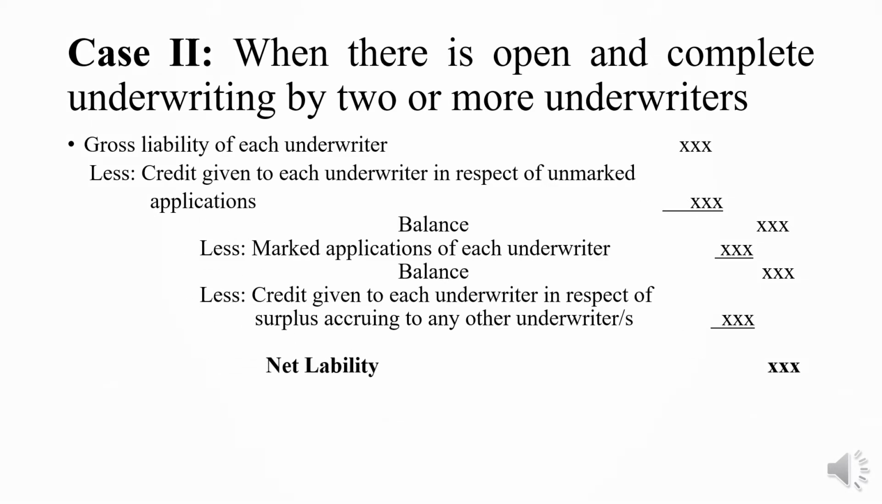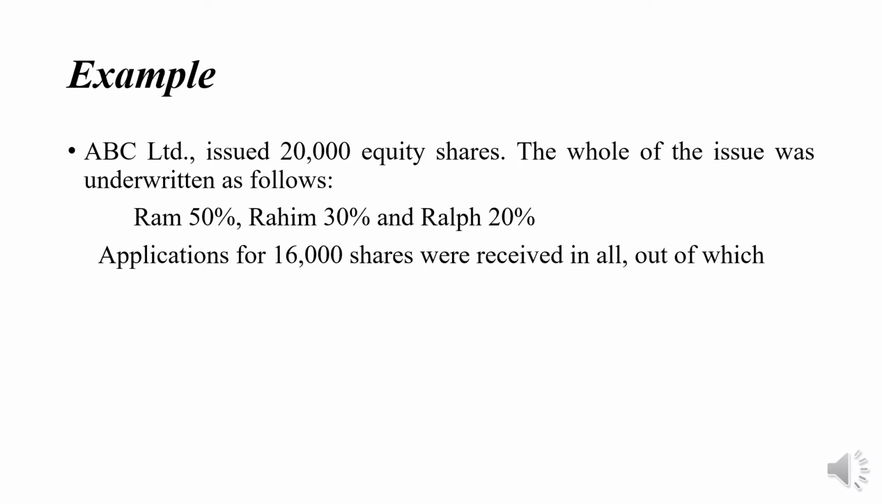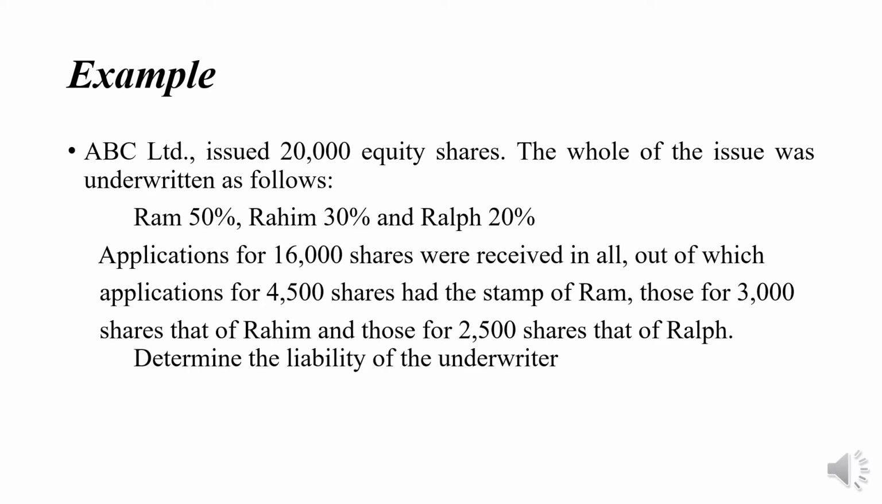ABC Limited issued 20,000 equity shares. The whole issue was underwritten as follows: Ram 50%, Rahim 30%, and Ralph 20%. Applications for 16,000 shares were received in all, out of which applications for 4,500 shares had the stamp of Ram, those of 3,000 shares that of Rahim, and those of 2,500 shares that of Ralph. Determine the liability of the underwriter.